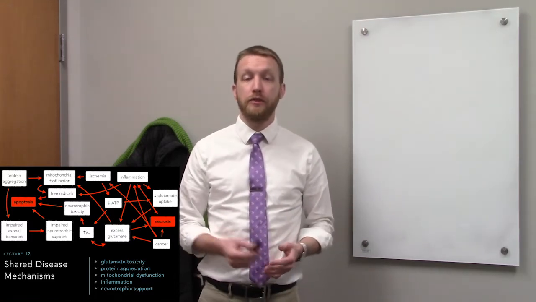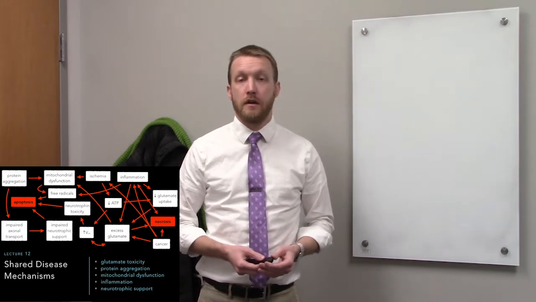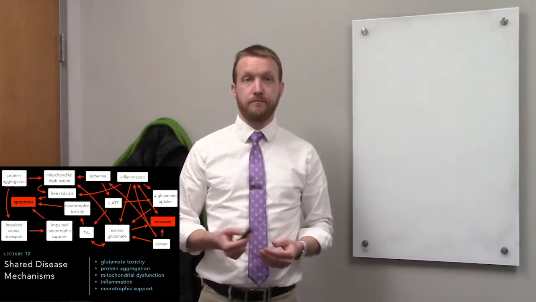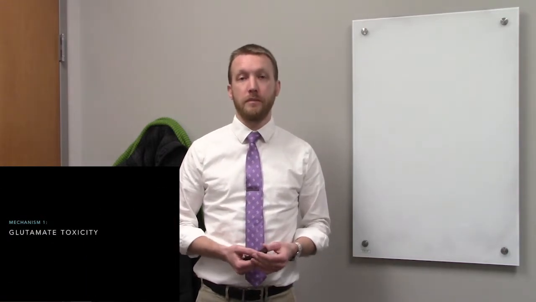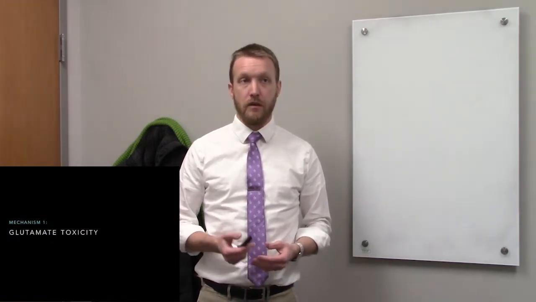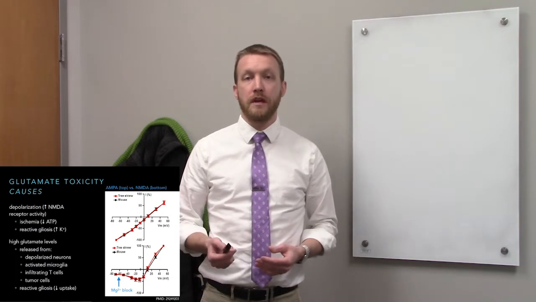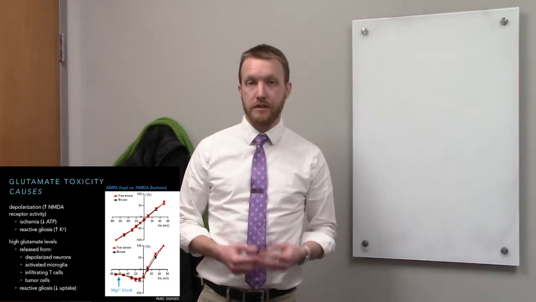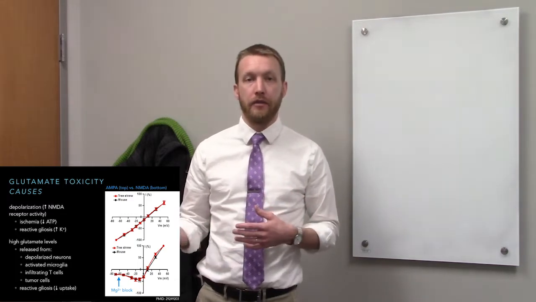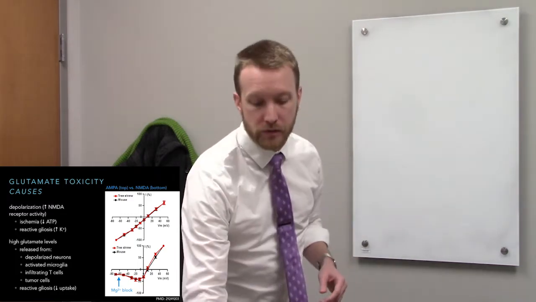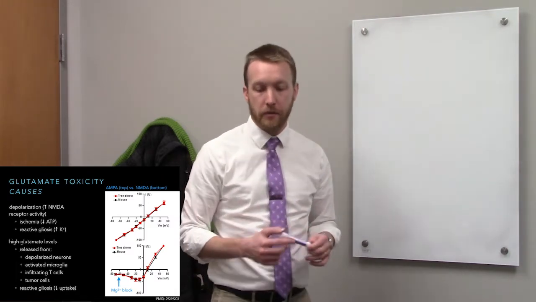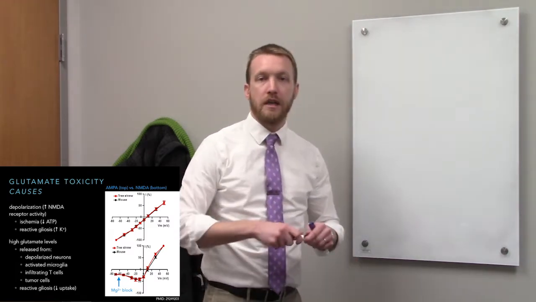Now how that comes about, well, that depends on the condition. So we're going to go through a few different ways that cells die that we see commonly in different neurodegenerative diseases. We'll start off with glutamate toxicity. With glutamate toxicity, this is very much related to excitotoxicity. Neurons get hyperactive and that leads to their death. As far as glutamate receptors go, there's really only 2 that we need to talk about: Ampa and Nmda.